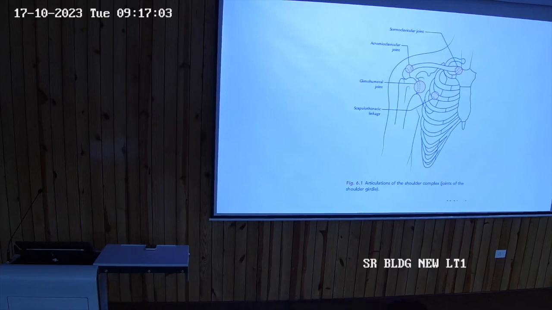After seeing these, let's see the glenoid cavity. The glenoid cavity of the scapula is shallow and smaller. I told you the head of the humerus is large. So, to hold the head of humerus, the glenoid cavity becomes deepened. The deepening of the glenoid cavity of the scapula is done by another structure, and that is the fibrocartilaginous structure.